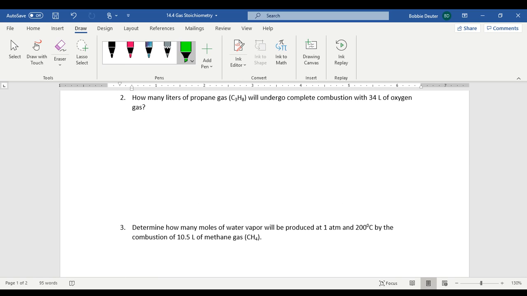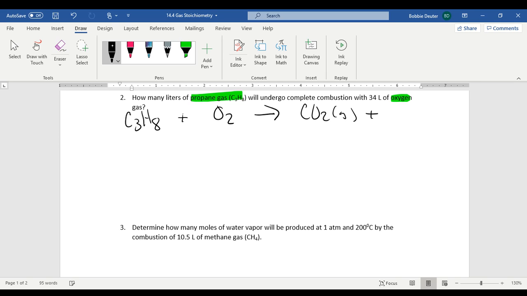Again, making sure we know, gotta start with a balanced chemical equation. So, how many liters of propane will undergo a complete combustion reaction? Well, that's all we needed to know. Combustion reaction, propane. So we have C3H8 reacts with oxygen gas, and we know by now that the only two products when you have a carbon-based molecule undergoing combustion is carbon dioxide gas and water vapor.